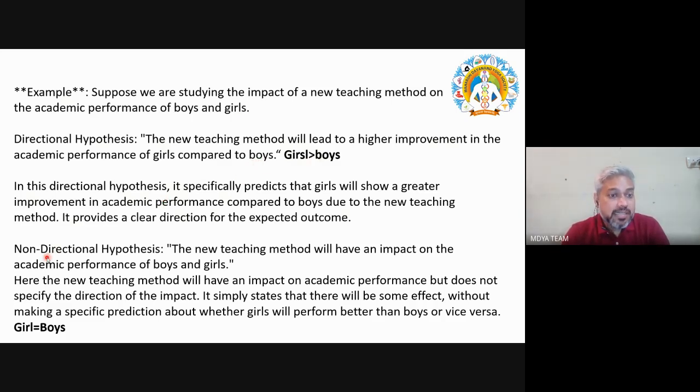Similarly, if we go for a non-directional hypothesis: the new teaching method will have an impact on the academic performance of boys and girls. So here we see there is no direction, whether boys are having higher improvement or girls are having higher improvement in comparison. Here girls and boys are equal, so we are not getting any direction. So this kind of hypothesis is non-directional, and this kind of hypothesis is directional. It is as simple as that.